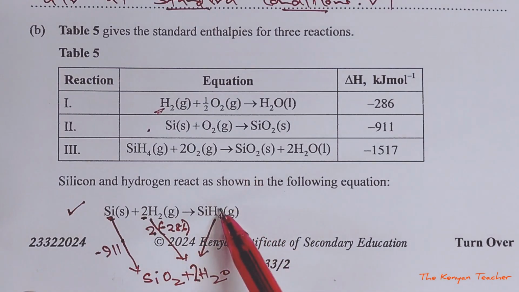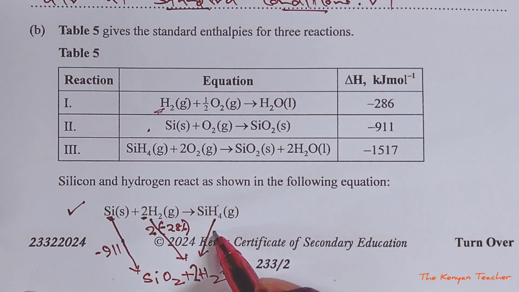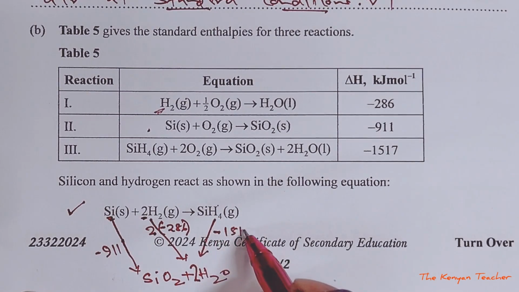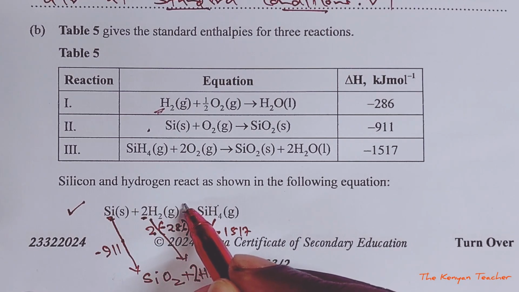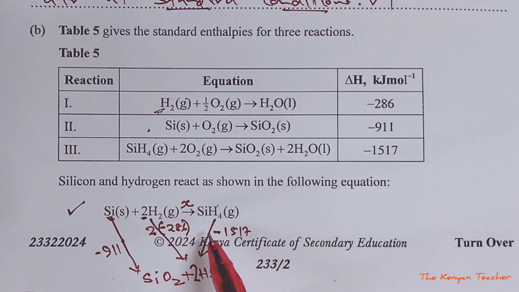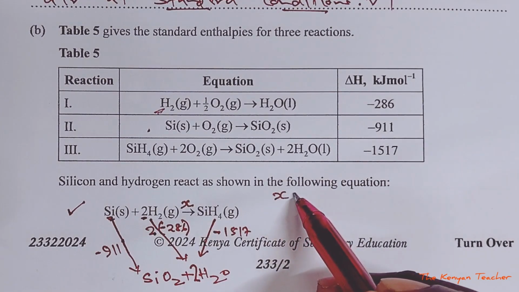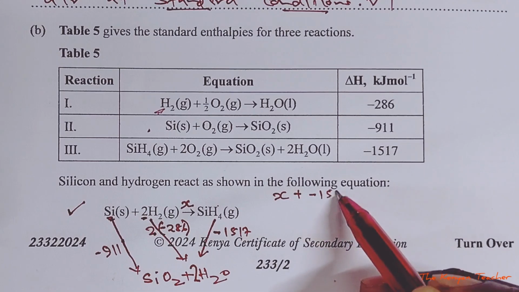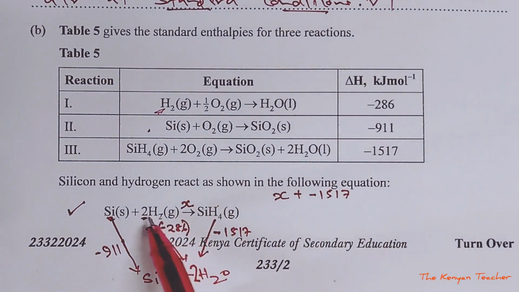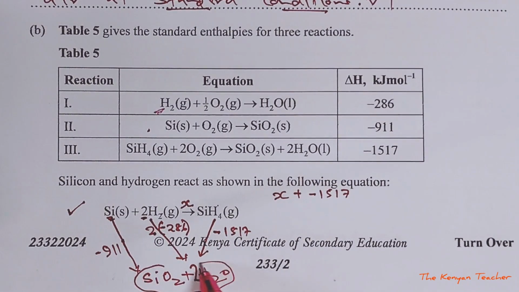The heat change involved for reaction number 3 has been given as negative 1517 kilojoules per mole. So the only missing heat change here is for our reaction given, and we can represent it as X. So this now becomes our energy cycle diagram, and by Hess's law, we see that X kilojoules per mole, if you add to negative 1517, because this becomes our route 1 of arriving at the end point.